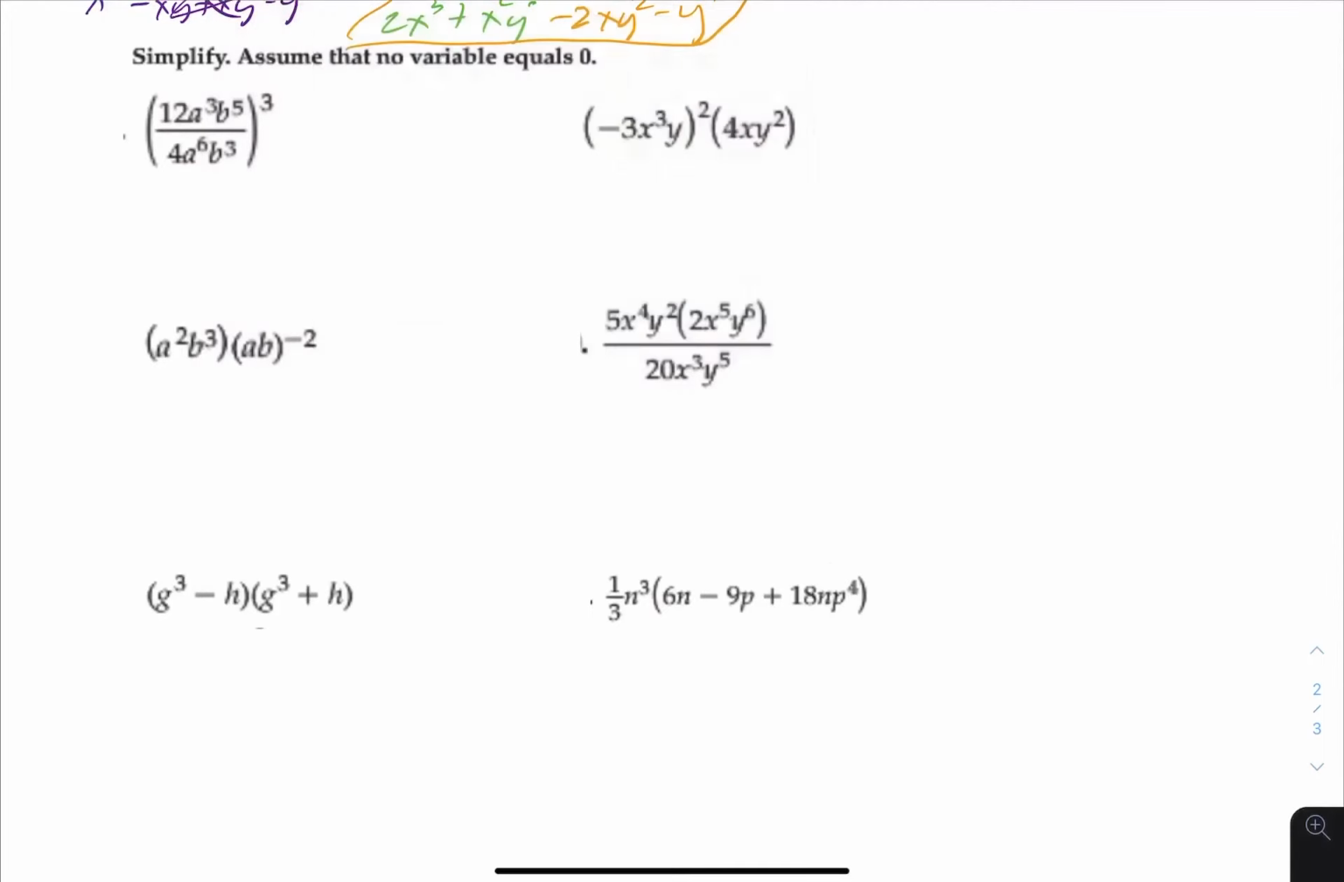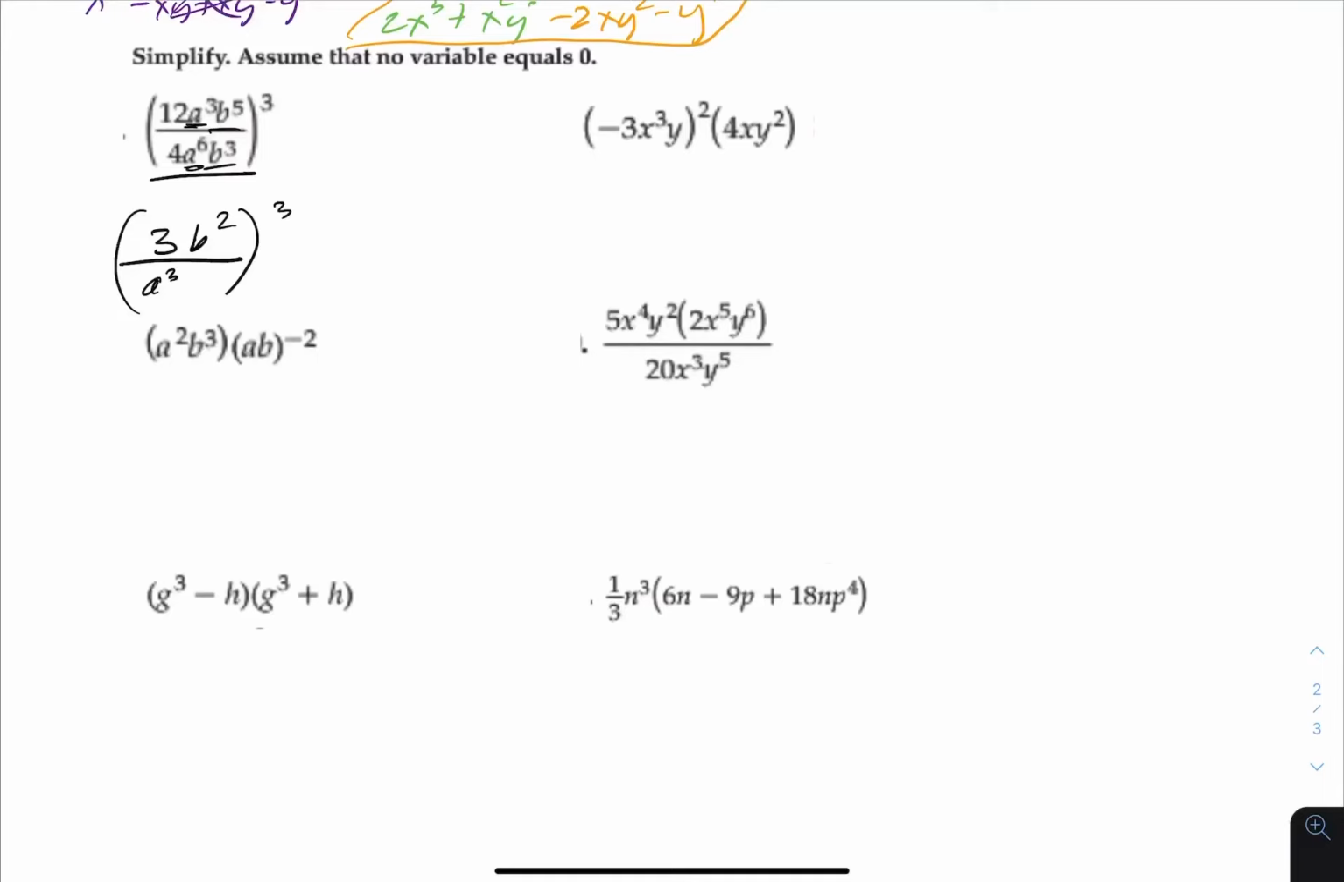So this one actually has a power. So that 3 has to go to everything. You can do anything you want, but I'm going to reduce it first to make the numbers a little nicer. So let's do this part first. 12 over 4 is 3. Look at the a's, who wins? The bottom wins by 3, so a cubed. Look at the b's, who wins? The top wins by 2. So I get that, and it's still cubed on top.